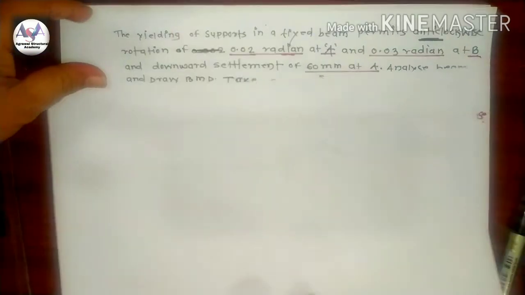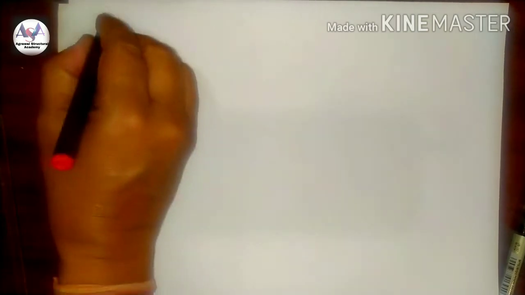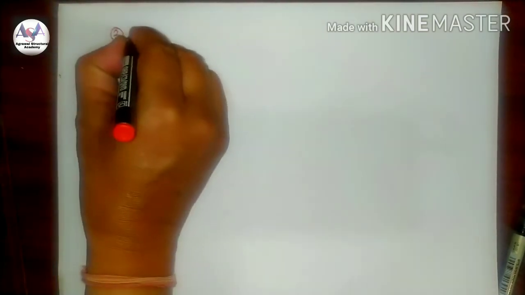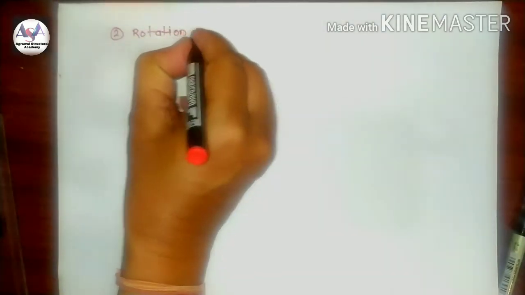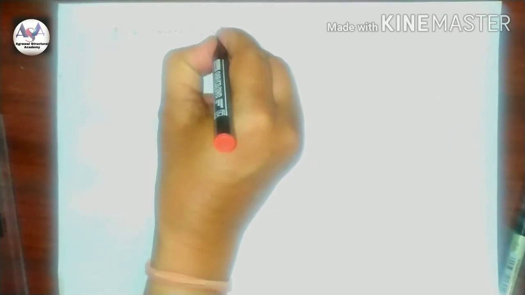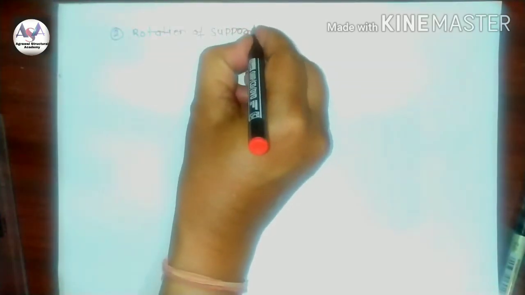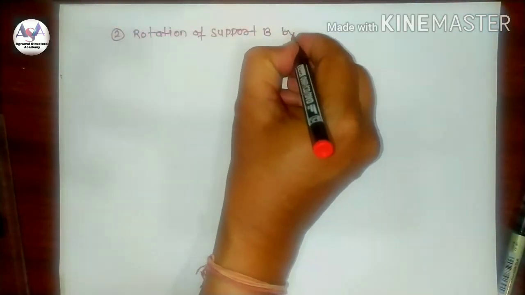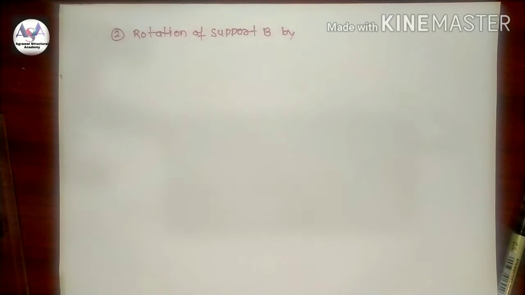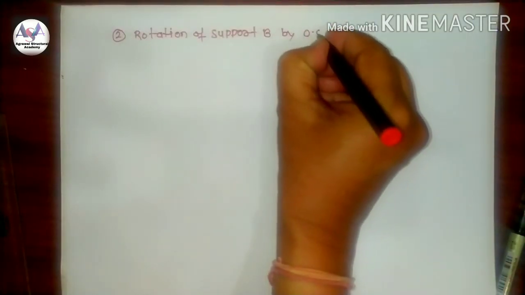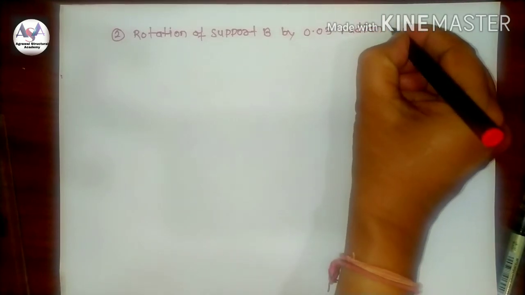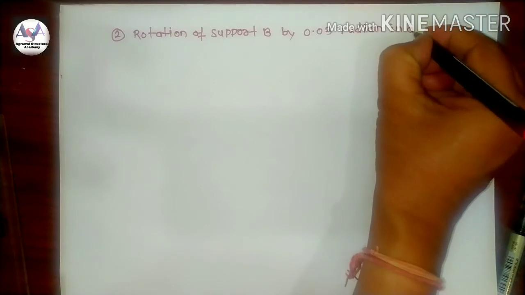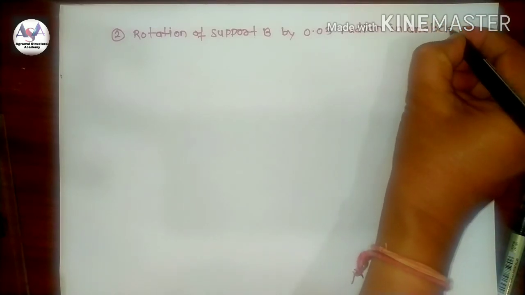Then we go for the second case: rotation of support B by 0.03 radian in the anti-clockwise direction. Here also it is the anti-clockwise direction.